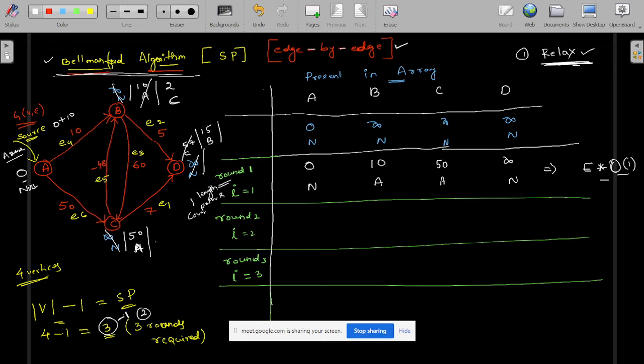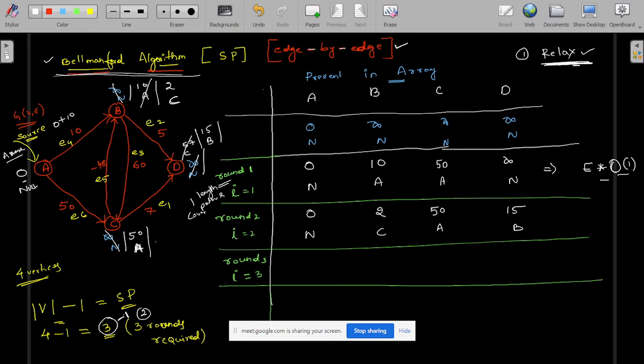Now check the values. What values are updated? Now go to A. Any value updated? Nothing like that. 0, null. Again, check the B value. It is changed to C. Again check the C value. Nothing changed, 50 from A. Again check the D value. Any changes? Yes, there is a change: 15 and B.